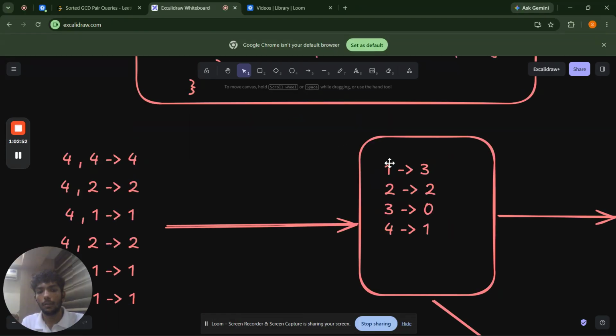0 cannot be a GCD of anyone. So we want to start from 1 till 4. 4, the maximum element, can be a GCD of someone. So what should be the size of this prefix array? We will store it index wise: 0, 1, 2, 3, 4. So the size will be 5, so maximum element plus 1.